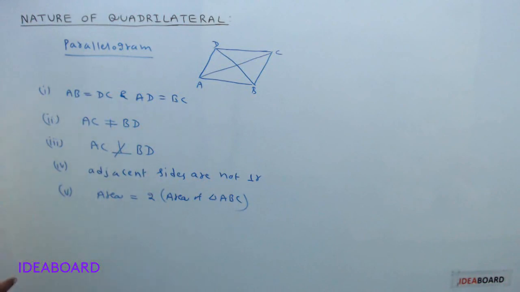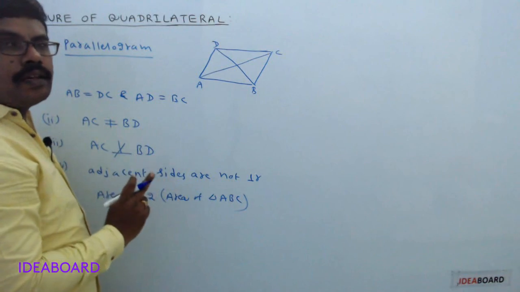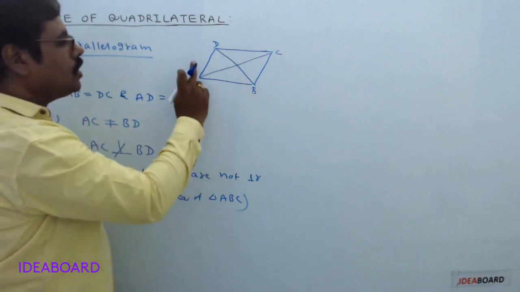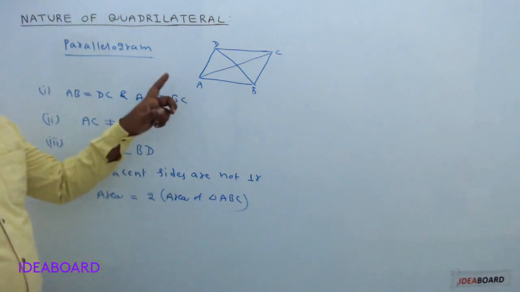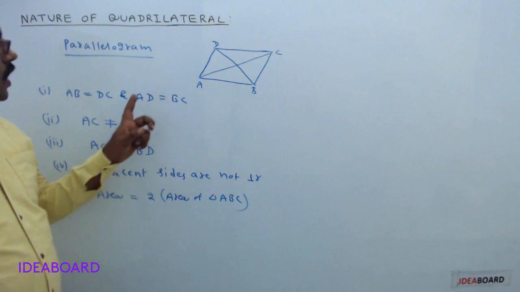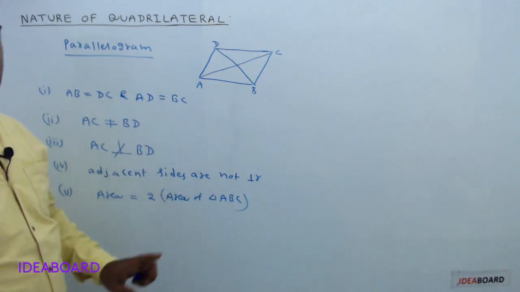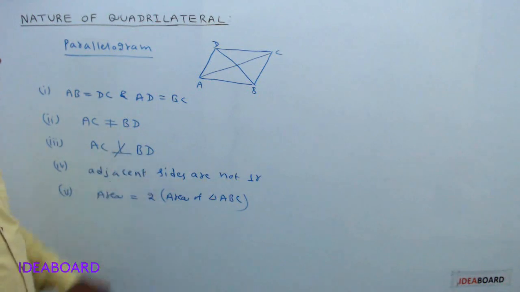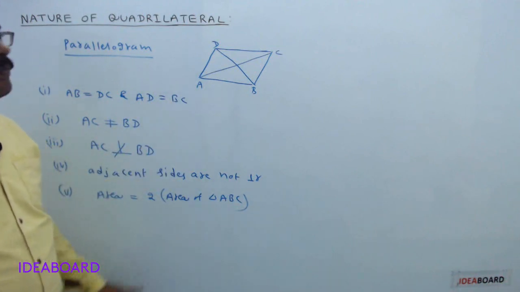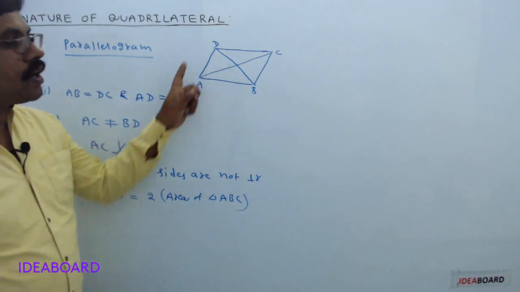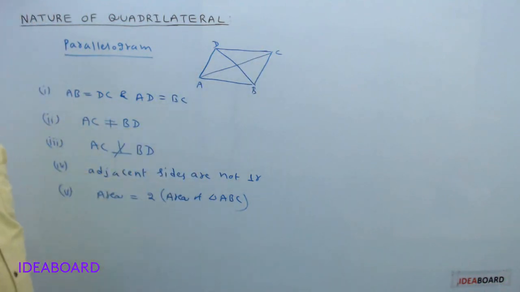So what are the conditions in the parallelogram? First condition, opposite sides are parallel and equal. AB equal to DC and AD equal to BC. Then second condition, diagonals are not equal. That means AC not equal to BD. Third condition, diagonals are not perpendicular. So AC is not perpendicular to BD. Fourth condition, adjacent sides are not perpendicular. Then another point, area of parallelogram ABCD equal to 2 into area of triangle ABC.